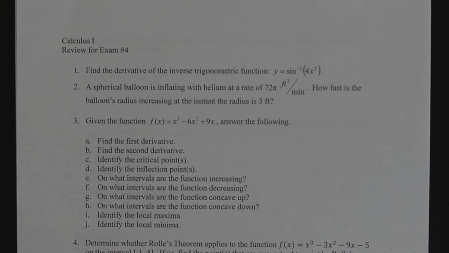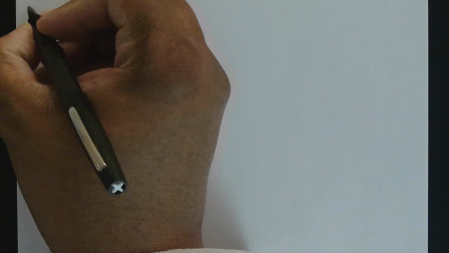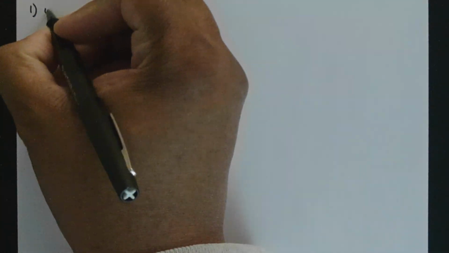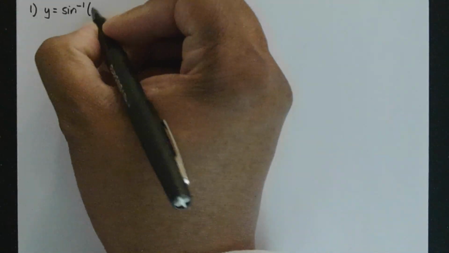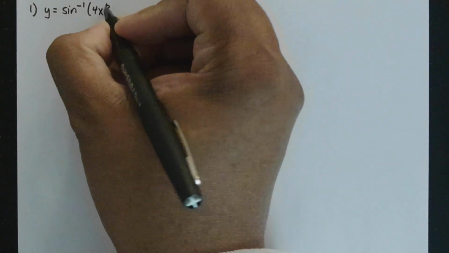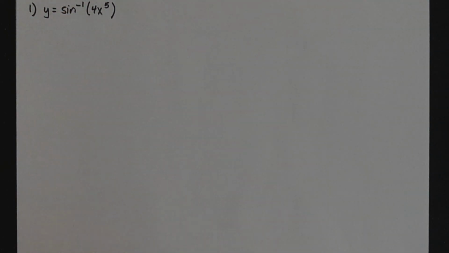All right, we'll start off with problem number 1, and that is find the derivative of the inverse trigonometric function. Y is equal to the inverse sine of 4x to the fifth. All right, in this case, this is going to be one of those use substitution.